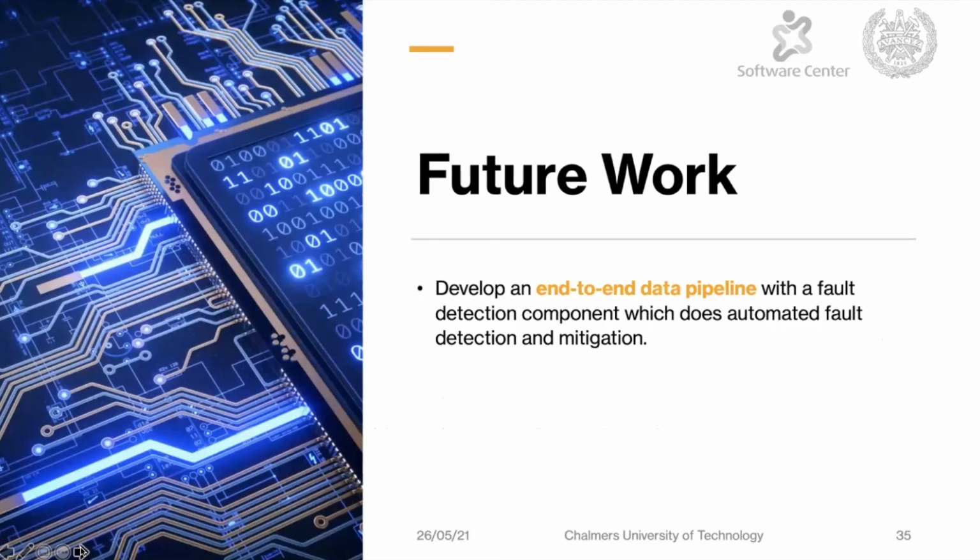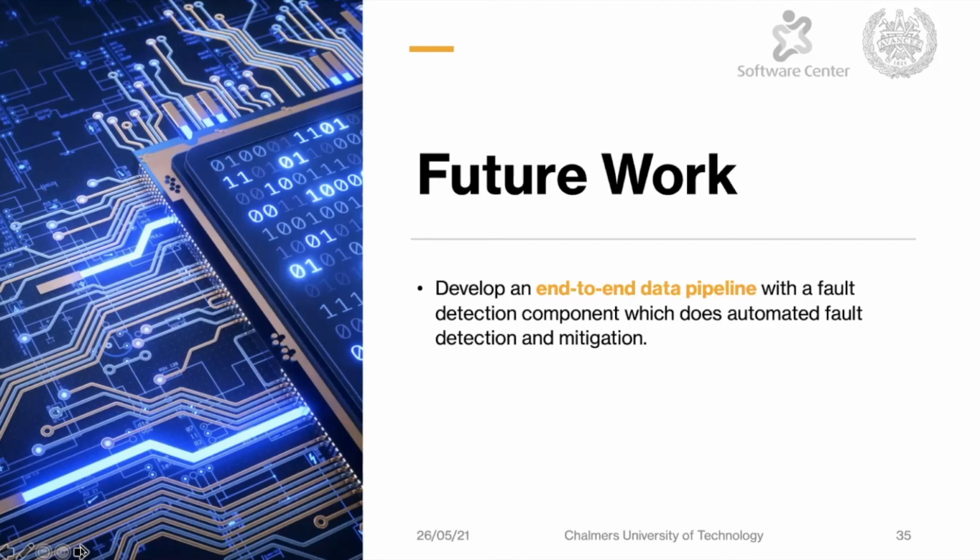Okay, so now moving on to the future work. As I said in the findings part, we have already identified a huge list of typical faults that can occur in a data pipeline, and we have classified them according to the different stages of the data pipeline. We have also found the mitigation strategies for when those kinds of faults are detected. But that list is not exhaustive.